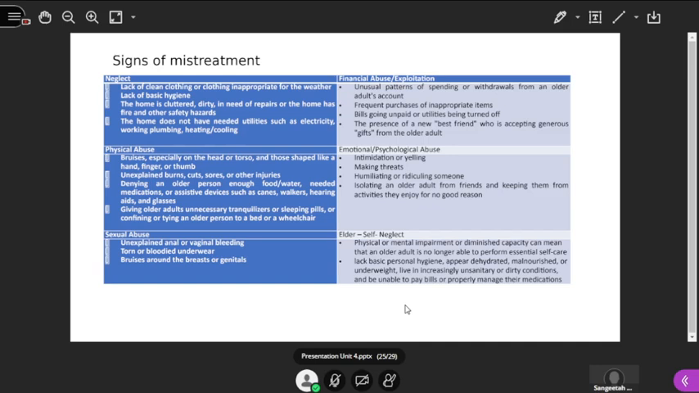And then in terms of self-neglect, as I said, physical or mental impairment or diminished capacity can mean that an older adult is no longer able to perform essential self-care. As we say, it is by omission or by commission. So they cannot do it. Signs of self-neglect: lacking basic personal hygiene, appearing dehydrated, malnourished, or underweight, living in increasingly unsanitary or dirty conditions, and being unable to pay bills or properly manage medication. So these are the signs, guys.